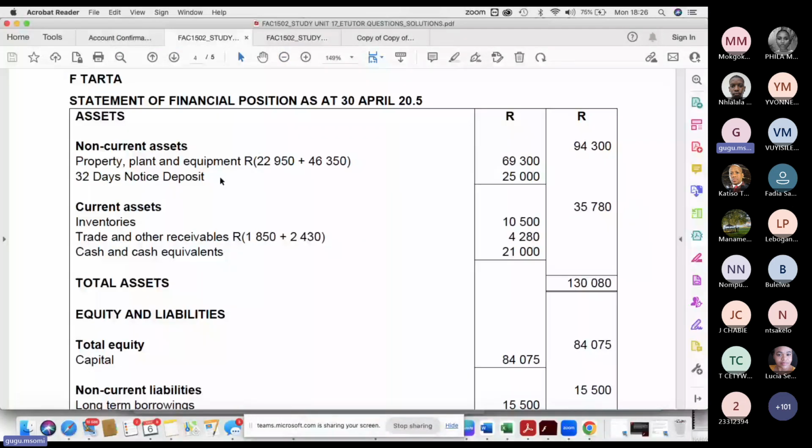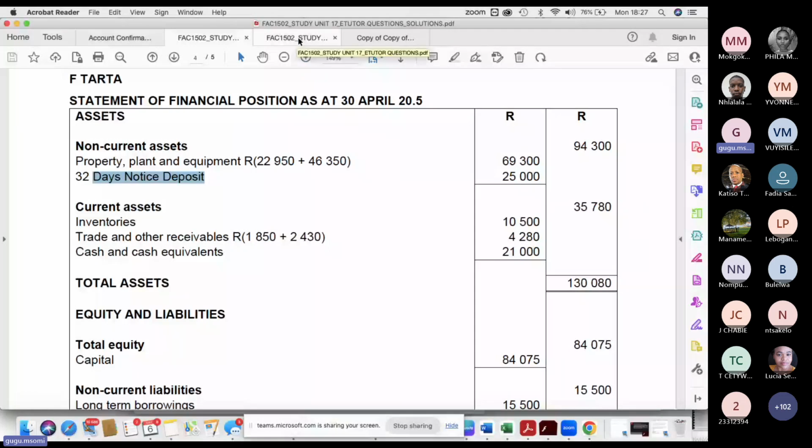The error in the solution is that they called it the 32-day notice, but just from the name, 32 days means it's current, as in you could access the funds within 32 days, so it's within 12 months. So this here is supposed to say the investment in shares for the 25,000. Everyone happy? Then we move on to current assets.